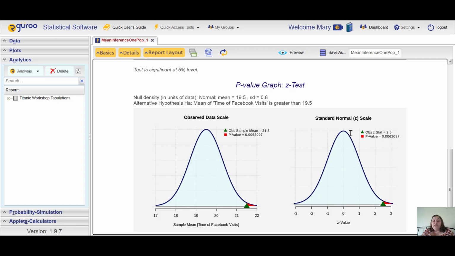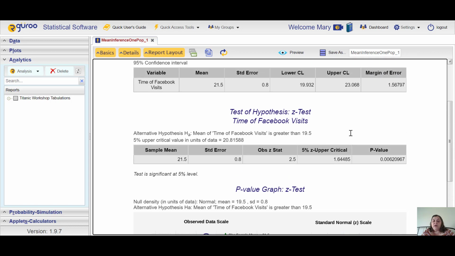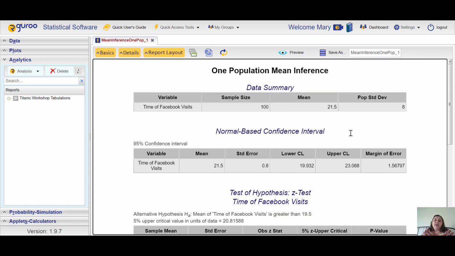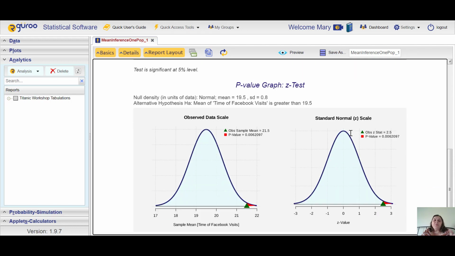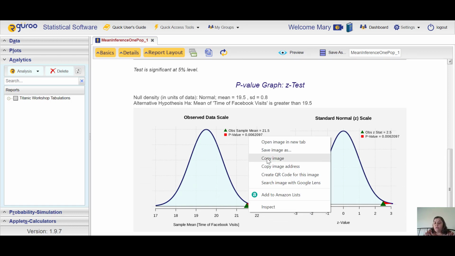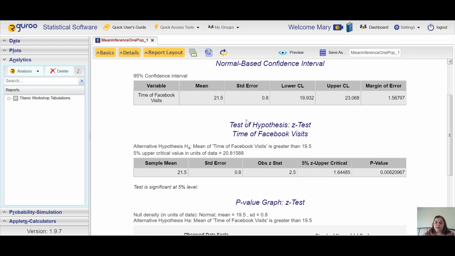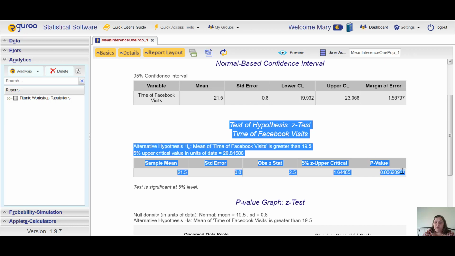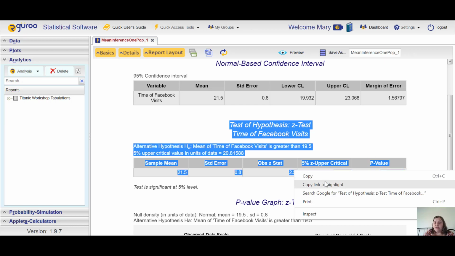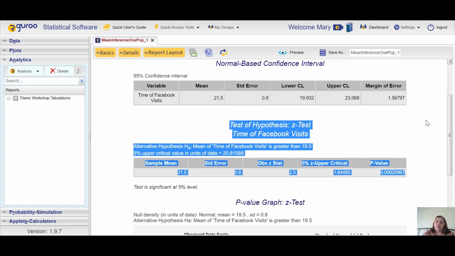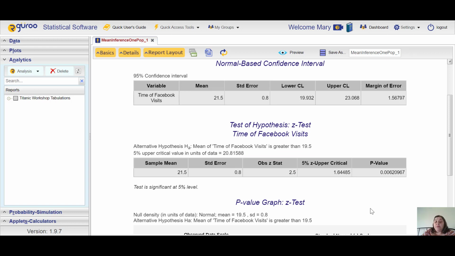Now, the great thing about this is you can copy the images, you can copy the tables, you can use that if you are doing a project. So in this case, I might save image as or copy image for these little graphs down here. If I wanted to copy one of the tables, I'd probably highlight it and then right click and do copy and then paste it into whatever document I would be using for a project. So that is basically it for testing a mean.